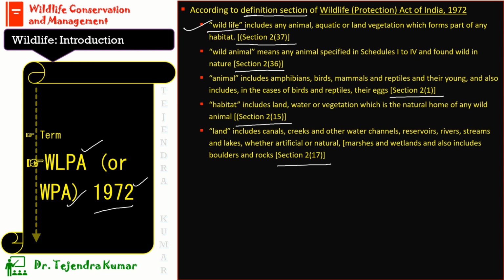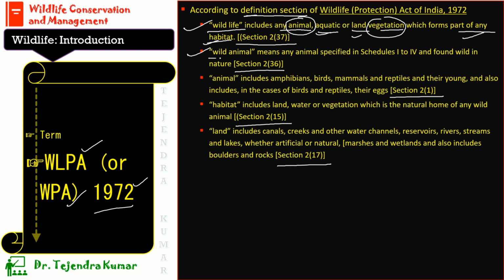First, the definition given for wildlife. It includes any animal, aquatic or land vegetation, which forms any part of any habitat. So we are including both animal as well as vegetation, whether they are living in aquatic or in the land or terrestrial region, or in any habitat. If they are part of any habitat, they will be called wildlife. This is mentioned in section 2, clause 37.